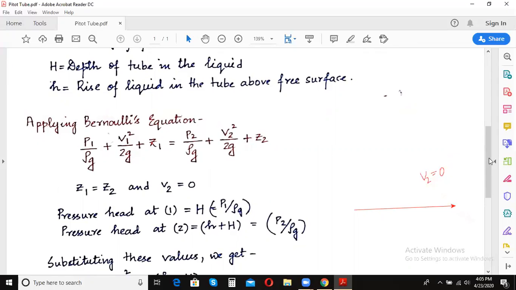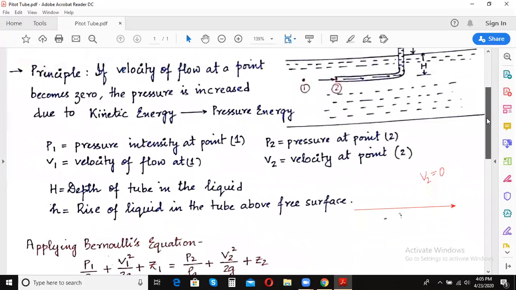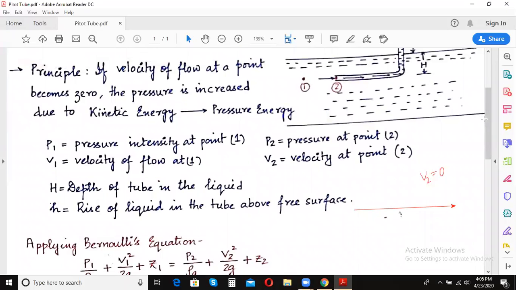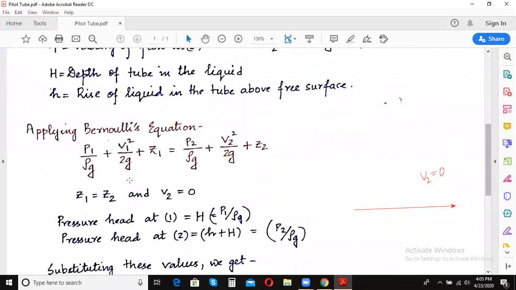Since we have chosen 2 points here, 1 and 2, we can write P1 by rho g plus V1 square by 2g plus Z1. This is the pressure head plus the kinetic or velocity head plus the datum head at section 1, and it is equal to the total head at section 2. Total head is the summation of pressure head, velocity or kinetic head, and the datum head.